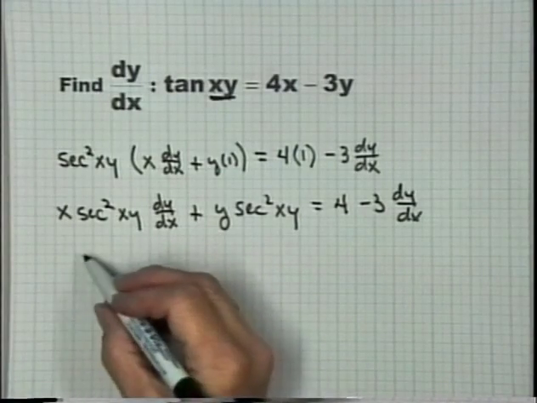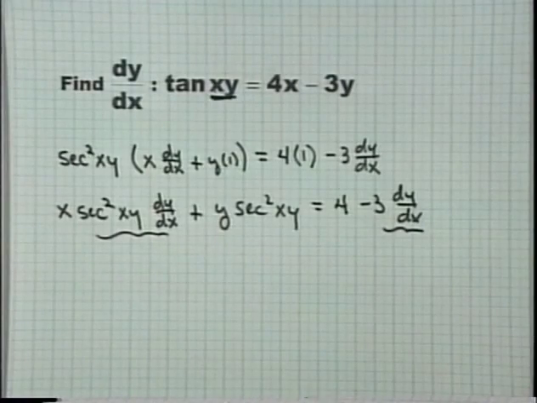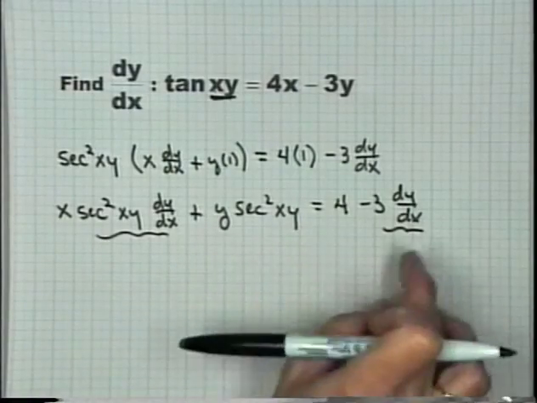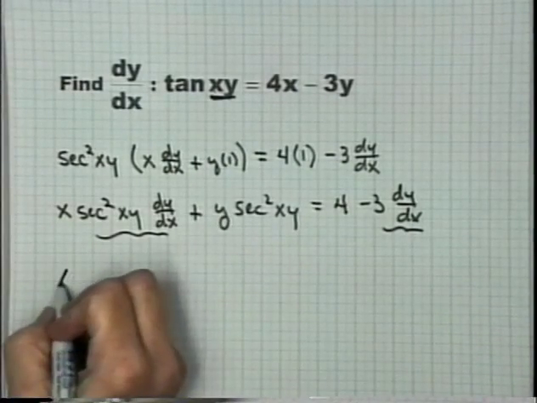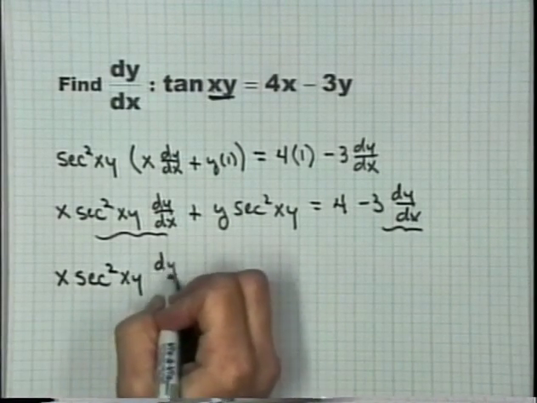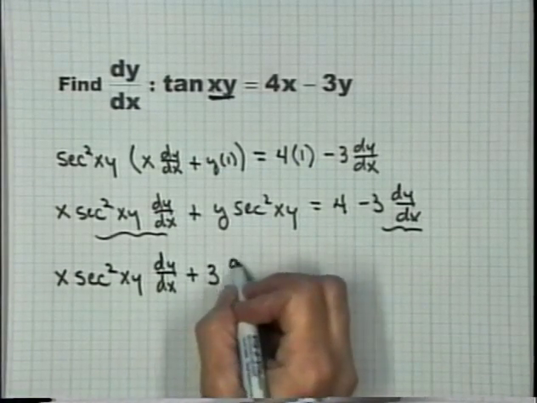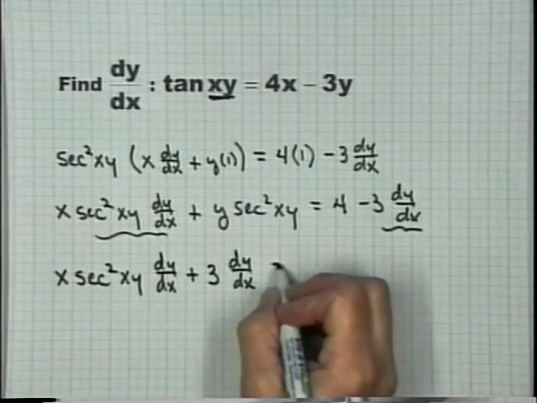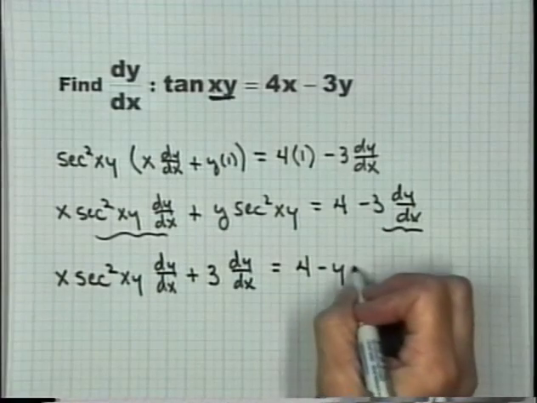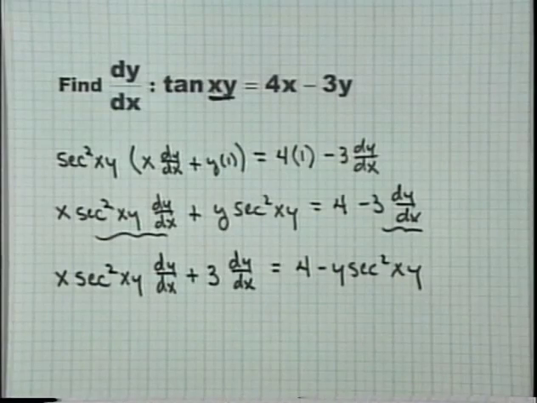Now this time you'll notice this term and this term have the dy/dx, and they're on opposite sides of the equal sign. So we're going to bring this one over here with this one, and then this that does not have dy/dx will move over here. So x secant squared xy times dy/dx, we'll add this, so plus 3 times dy/dx equals, now the 4 is still over here, but we're going to subtract this y secant squared xy. So we have all the dy/dx's on the same side.